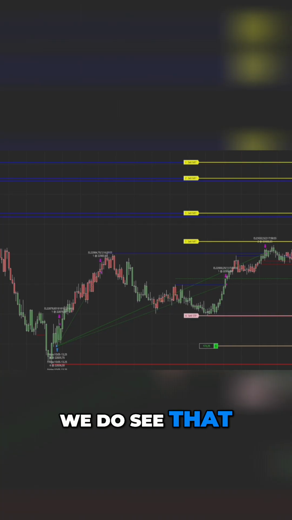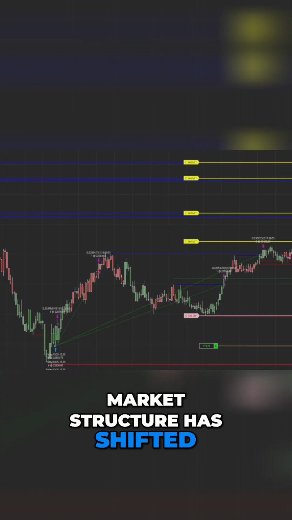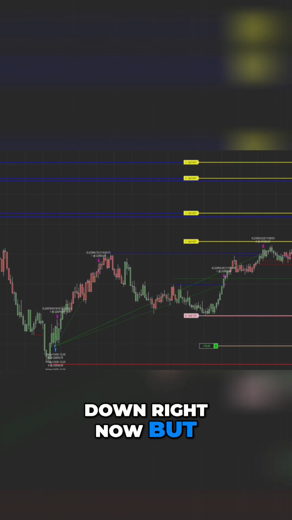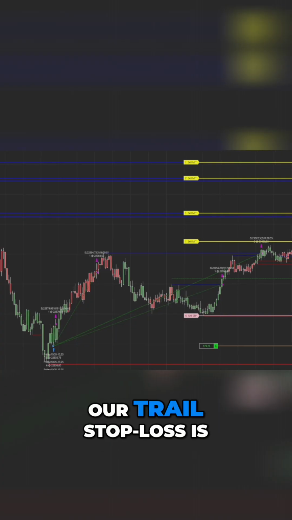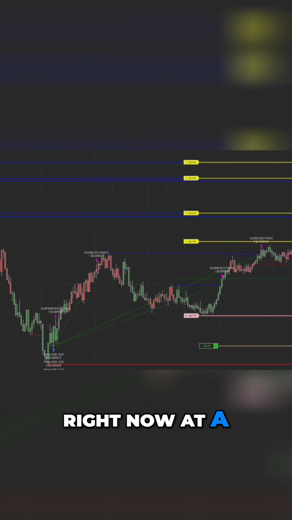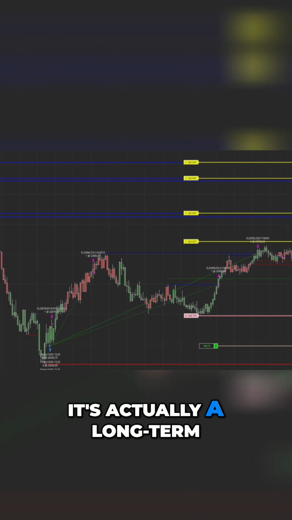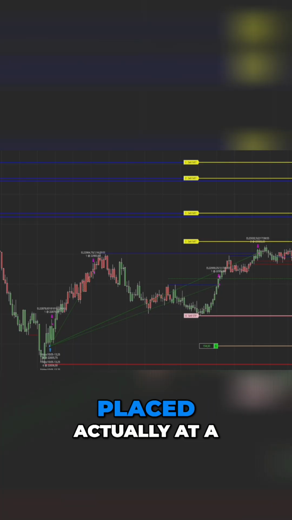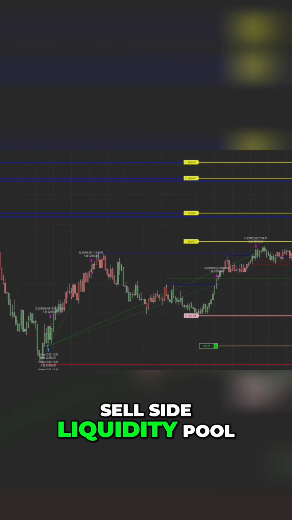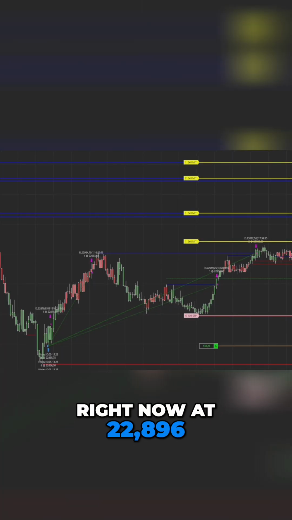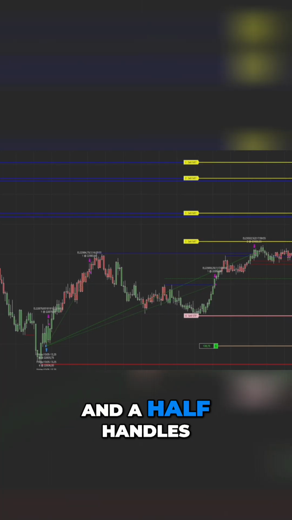We do see that market structure has shifted down right now, but we are safe. Our trailed stop loss is right now at a short-term low. Actually, it's not a short-term low, it's actually a long-term low, and it's also placed at a sell-side liquidity pool right now at 22,896.5 handles.